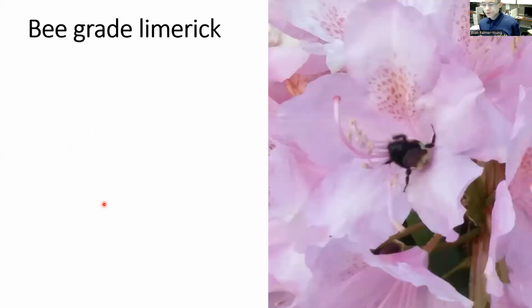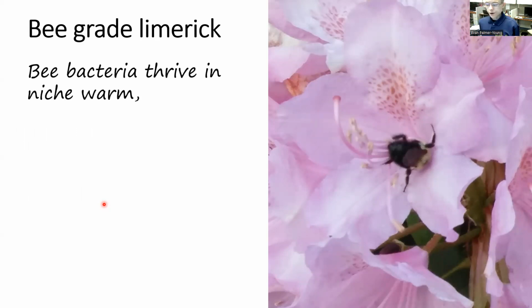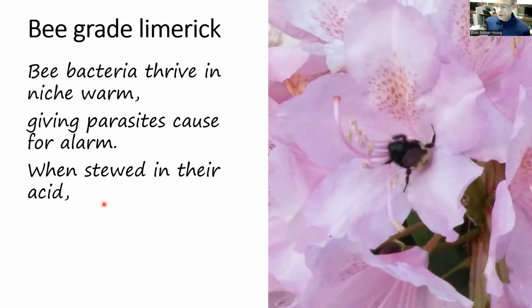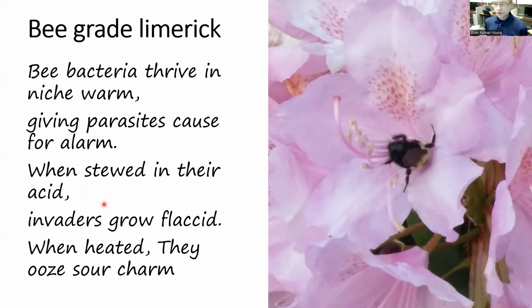You made it to the end. You earned your poetic summary, a B-grade limerick. Bee bacteria thrive in niche warm, giving parasites cause for alarm. When stewed in their acid, invaders grow flaccid. When heated, they ooze sour charm.